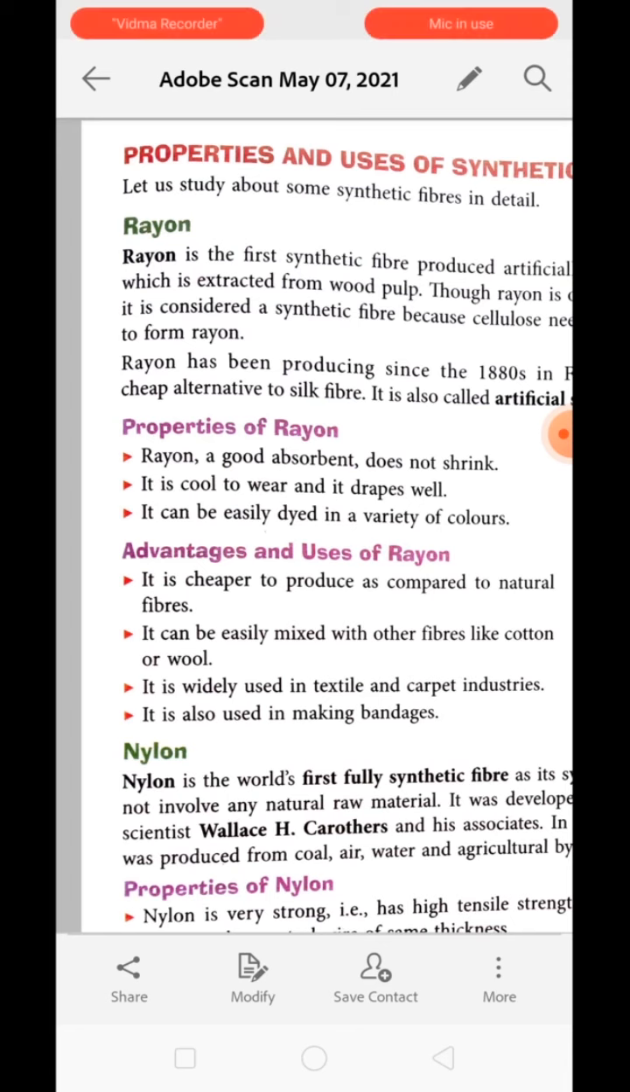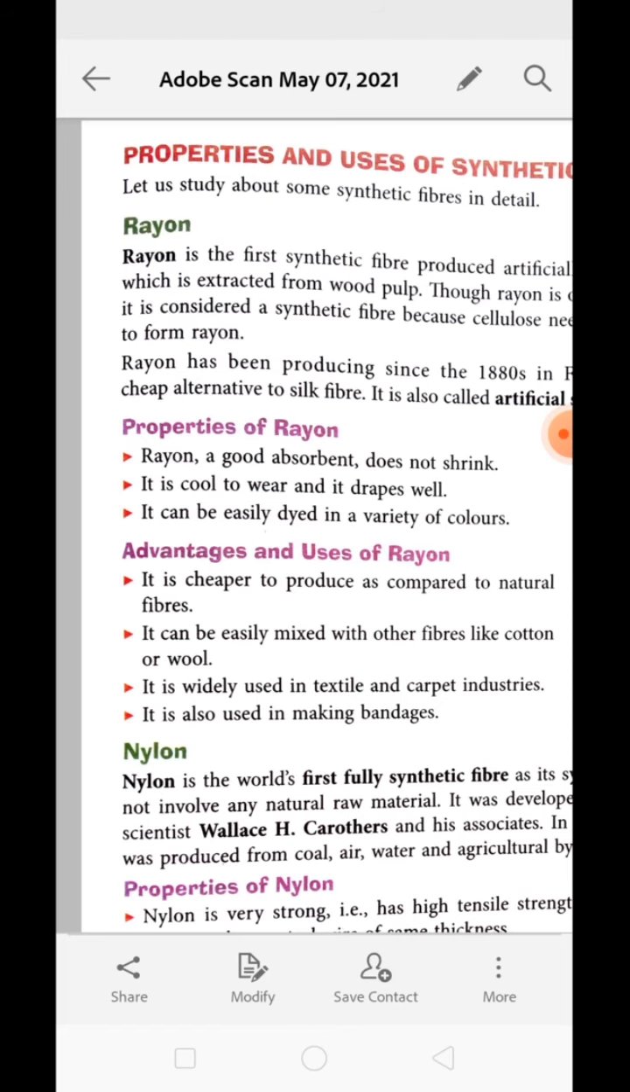What are the characteristics? Rayon is a good absorbent, and does not shrink. It is a good absorbent of water. Why? Because it is made up of natural polymer. That is why it is a good absorbent of water, but it does not shrink as well, because it has synthetic property as well. It is cool to wear and it drapes well. It is the quality of synthetic fiber, because whatever structure you cover with the help of rayon, it will take the same structure as the object.